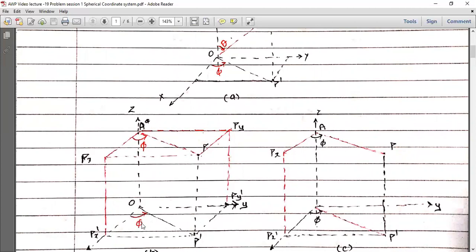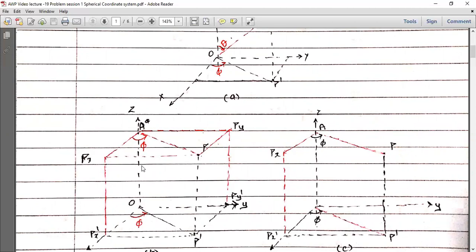is known as phi. The same angle we can find if we draw, suppose from P dash, we draw projection on X axis and Y axis, and we find 2 points, PX dash and PY dash. Okay, PX dash and PY dash. And similarly, if we draw projection from point P to XZ plane and YZ plane, we find point PY and PX.